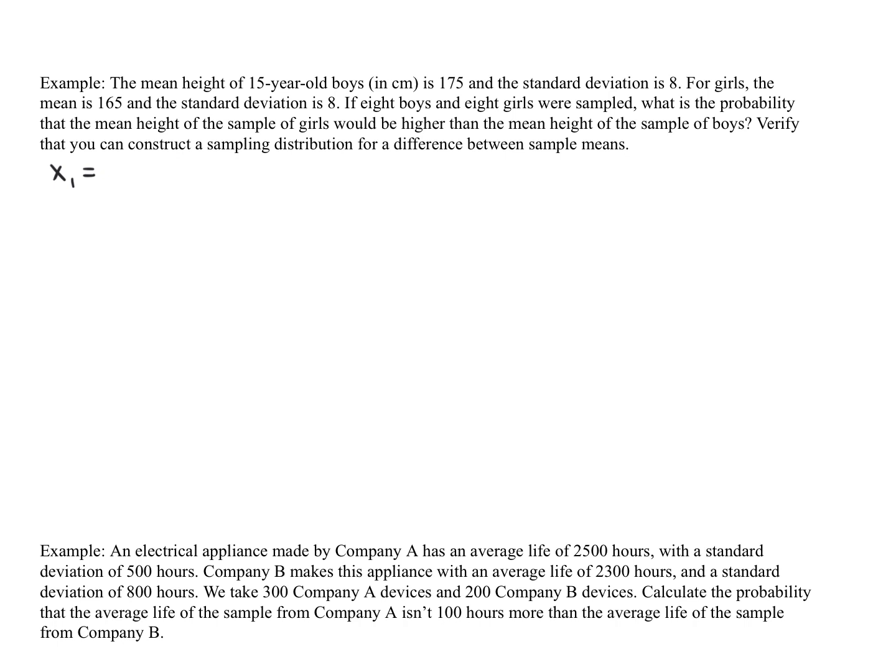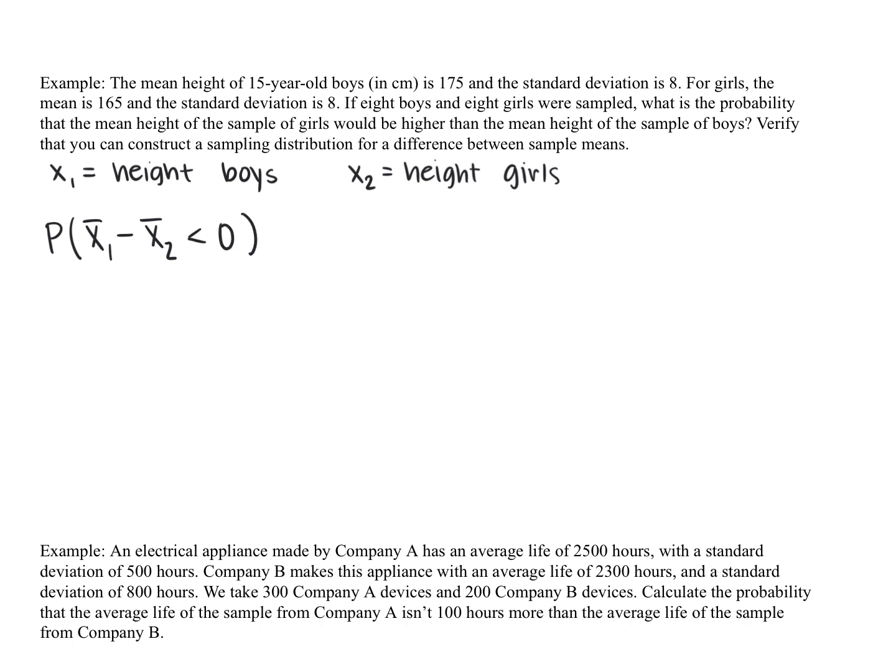So I'm going to let x1 be the height of the boys and x2 be the height of girls. So for my probability statement, if I want to find the probability that girls will be taller than boys, then their difference, x1 bar minus x2 bar, would be negative. It'd be less than 0 because the girls are going to be taller than the boys.